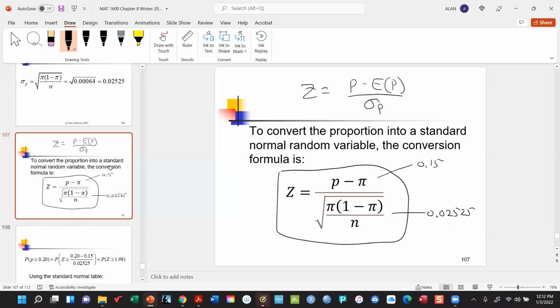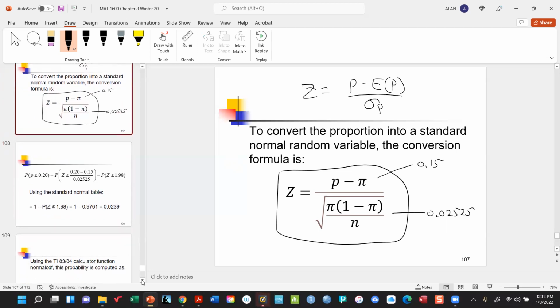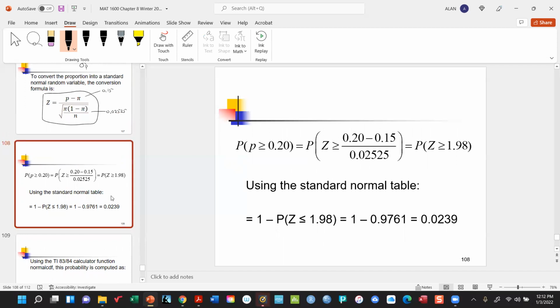Well, now let's calculate the probability. It's only the one probability, by the way. We're looking for the probability that the proportion exceeds 20%. All right, so this is what we're going to do. We'll subtract, here's the p, here's the expected p, and here's the standard deviation of p. We subtract 15% divided by 0.02525, and this is what we end up with.